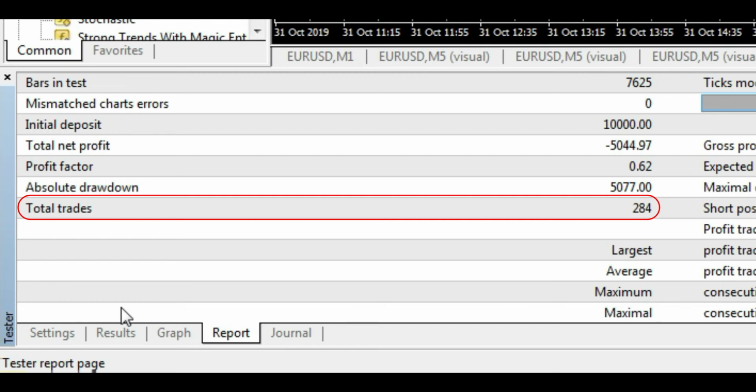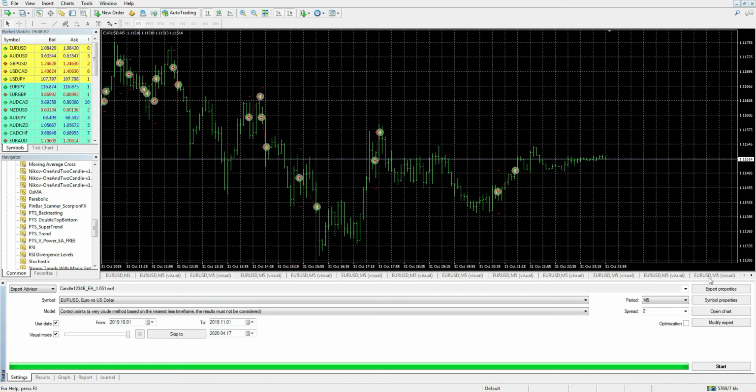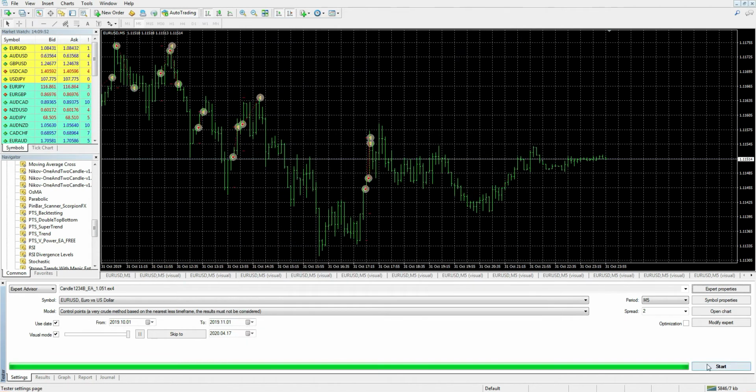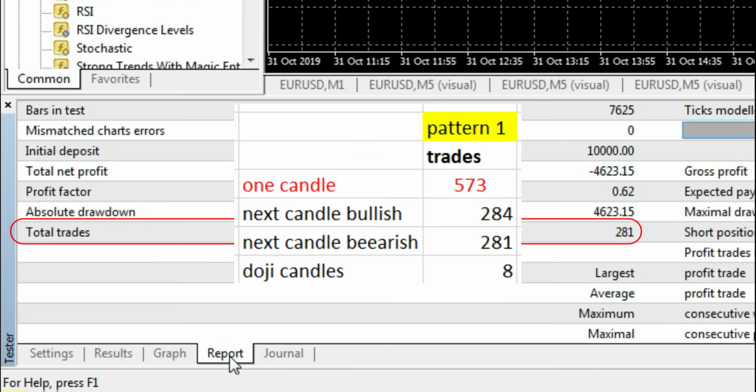That means out of 573 trades we would enter as bearish after our pattern occurs, we would win 284 times. But what happens if we enter in the bullish direction after the first candle pattern? Now we got 281 trades. So bearish was 284, bullish is 281. If we sum this up, we get 565 trades out of 573. 8 trades are therefore dojis.